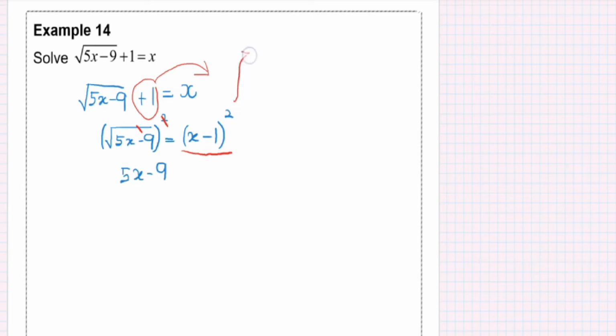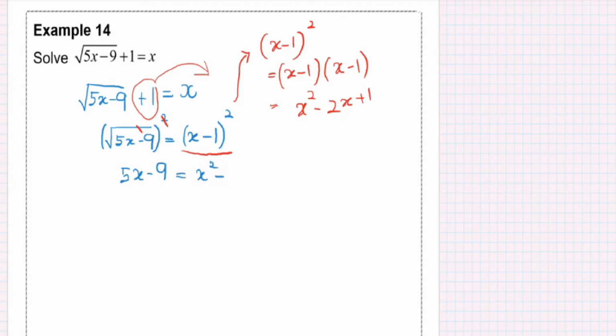So (x - 1) squared is equal to (x - 1)(x - 1), and by expanding the brackets we will have x² - 2x + 1. So our right hand side is x² - 2x + 1.